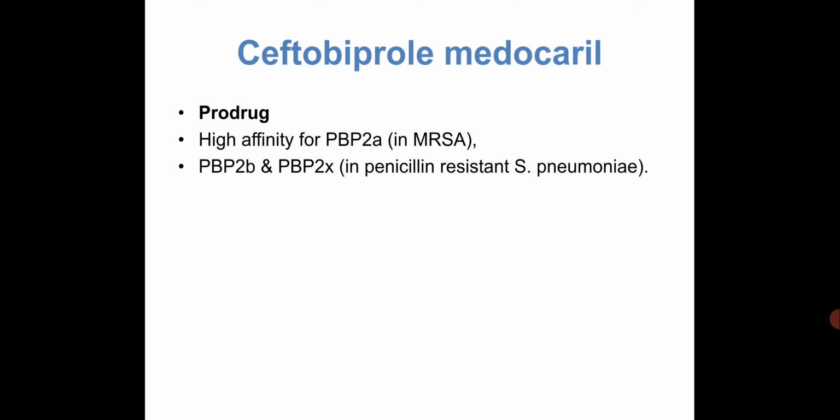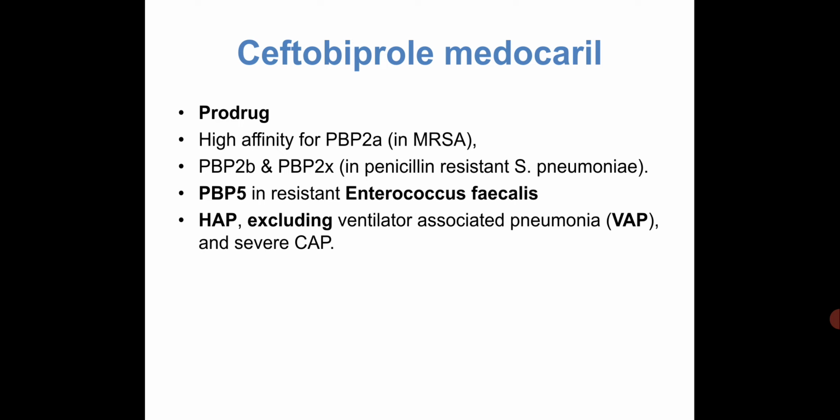Ceftobiprole is also a prodrug, and it is the same in methicillin resistant Staphylococcus aureus and penicillin resistant Streptococcus pneumonia. The binding site is penicillin binding protein 2A, 2B, and 2X. Okay, but it is also effective in E. faecalis, binding with penicillin binding protein 5. Okay, so it is also useful in hospital acquired pneumonia, but it excludes ventilator assisted pneumonia. Okay, it is also useful in community acquired pneumonia.